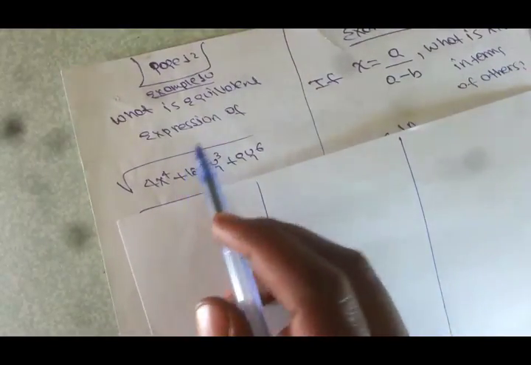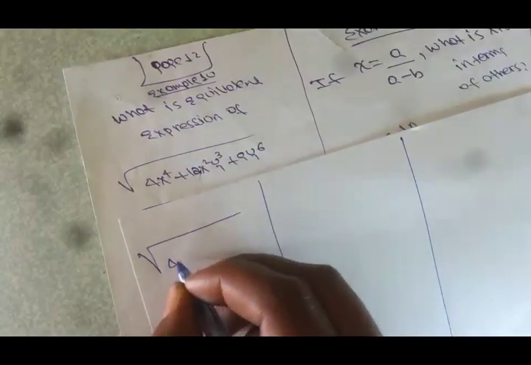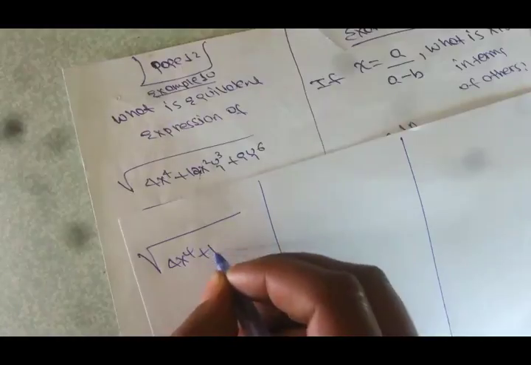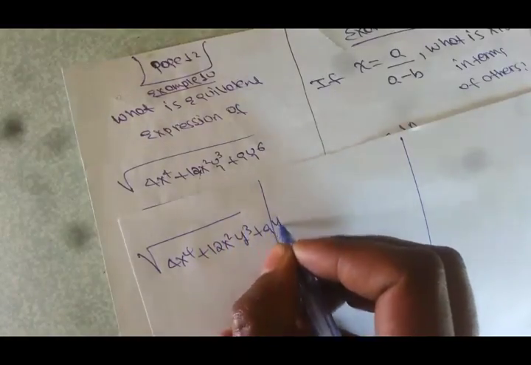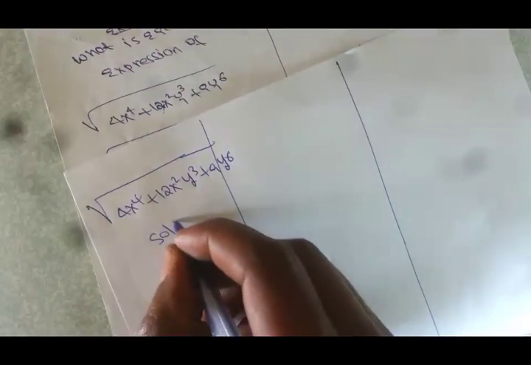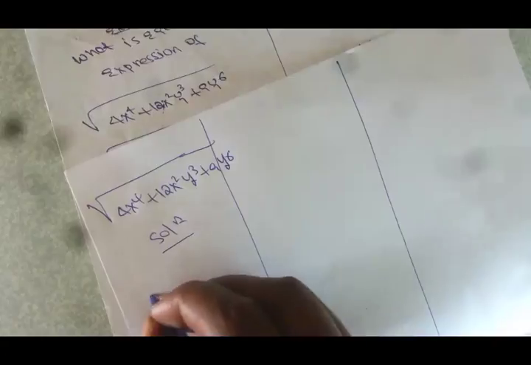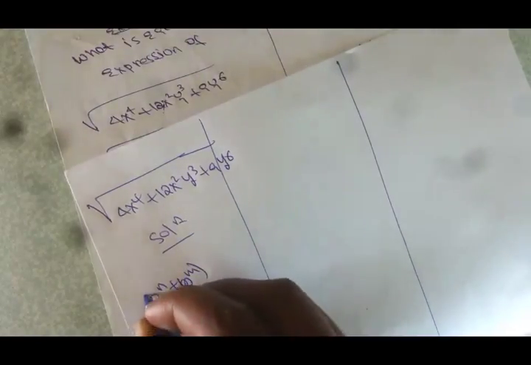We are asked what is the equivalent expression of square root of 4x raised to 4 plus 12x square y cube plus 9y raised to 6. Solution, first we have to check whether this can be written in the form of a raised to n plus b raised to m, the whole square.